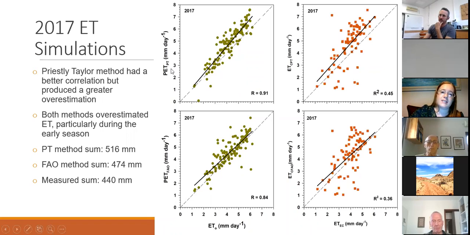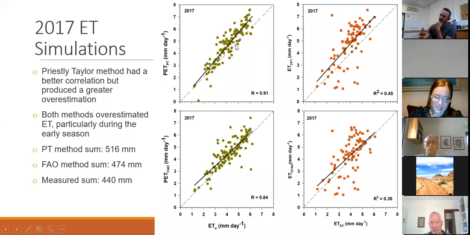So potential ET from the Priestley-Taylor method, PT, on top, compared to below it, the potential ET of the FAO56 method, and both of them compared to the reference ET from the site. And then on the right with the red squares, we have the measured ET compared to the crop ET output from DSAT. So this is the ET output that has been corrected for the actual crop growth model.